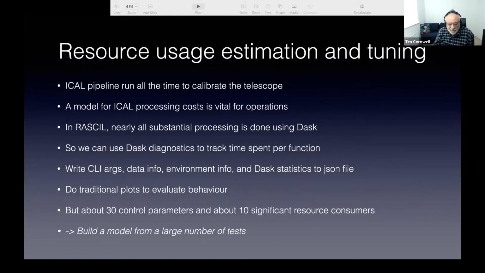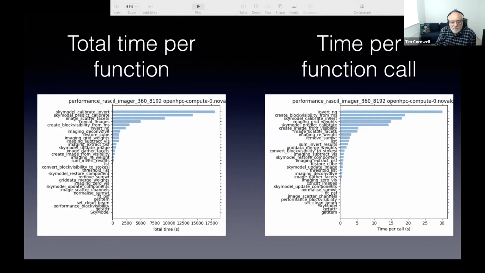So I'm going to show you a few plots from that. There are about 30 control parameters for the algorithm, and about 10 significant resource-consuming functions that are run. Eventually we might want to build a model, but we've been able to understand what's going on so far, which I'll show you. This is just bar charts of the time per function. On the left-hand side, we show the total time per function, and on the right-hand side, we show the time per function call.